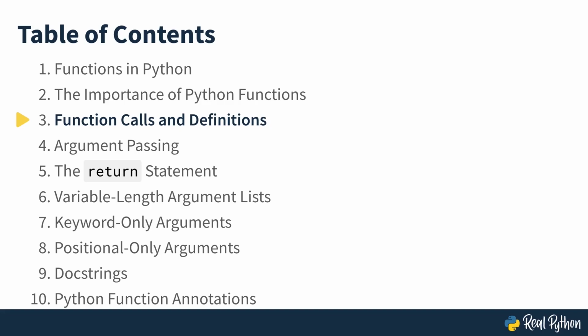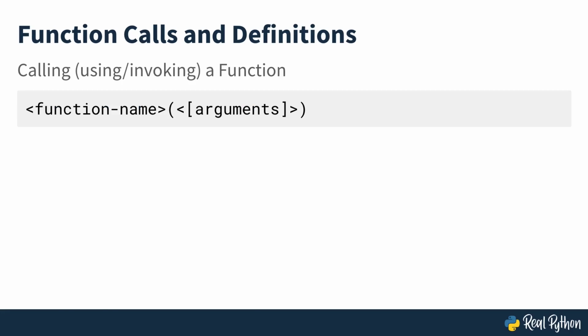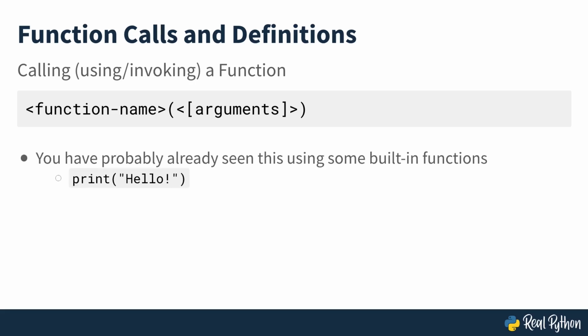Now let's take a look at function calls and definitions. To call a function, to use a function or invoking, other terms that we use, you simply give the name of the function and then followed in parentheses, argument values, if any, that are needed. Even if the function doesn't take any arguments, you still have to have the parentheses. You've probably seen this before, using built-in functions or functions from modules you've imported. For example, print hello is a function call. We use the word print, the name of the function, and then in parentheses, we provide an argument, in this case, what we want printed, that the print function is expecting.